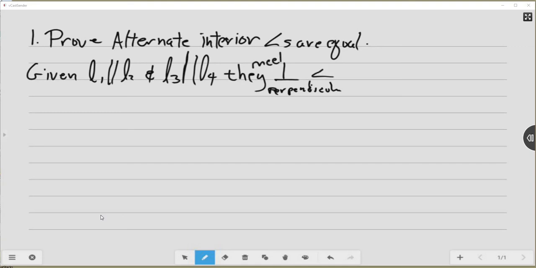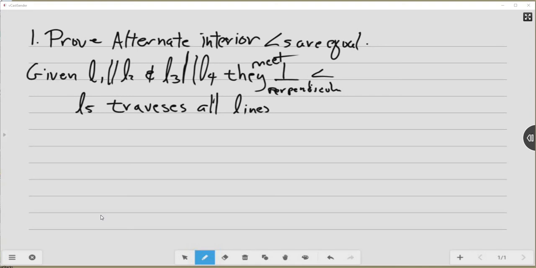At a perpendicular angle. The only thing I have left now is L5 traverses, that means it intersects all lines. L5 traverses all lines. All right, so here we go.